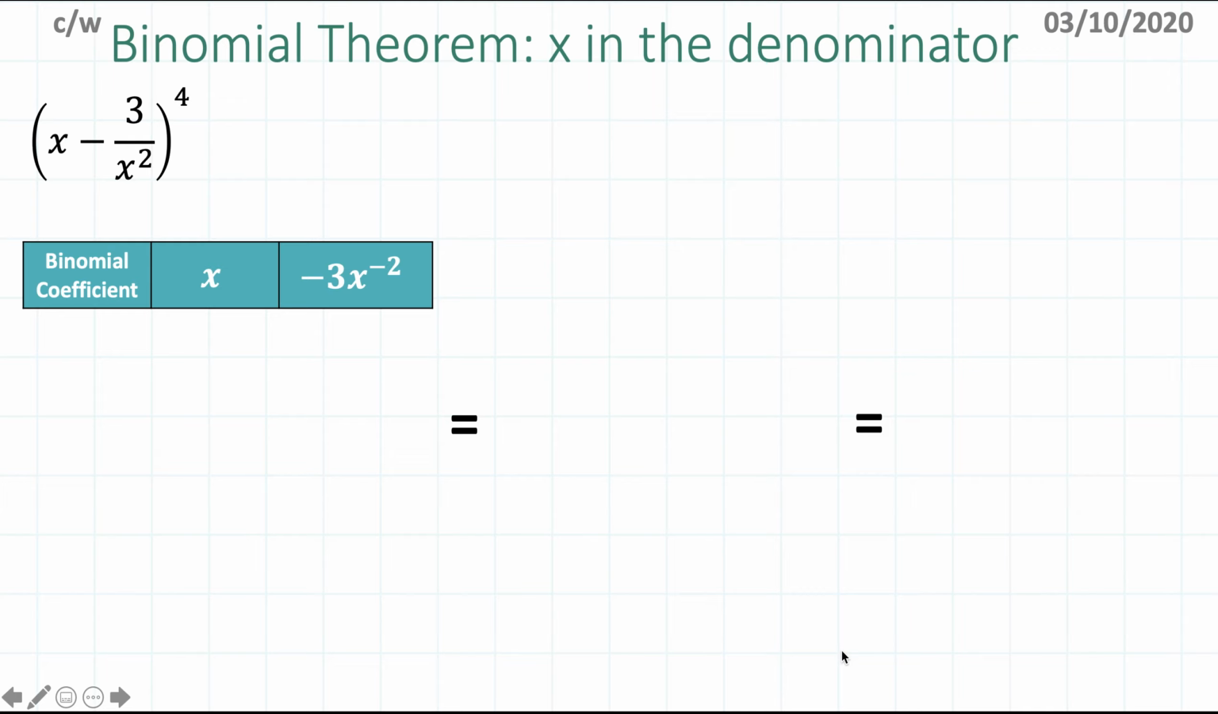Sometimes you'll be expected to use the binomial theorem with expressions where one of the terms has x in the denominator. Usually they are given with higher powers, and sometimes they don't expect you to expand the whole thing. They might just want one term. However, I want to do an example where we are expanding the whole thing just to discuss what happens with an x in the denominator.